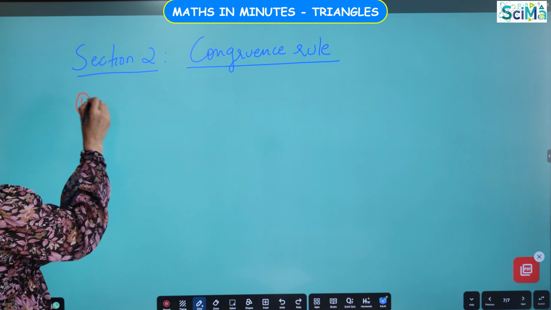If one side is equal to the corresponding side of another triangle, the second side is equal to the corresponding side of the second triangle, and the third side is also equal to the third side of the other triangle, so here AB is equal to PQ, AC is equal to PR and BC is equal to QR. So the triangle ABC is congruent to triangle PQR by the SSS rule. This is the first congruency, where the sides of one triangle are equal to the sides of another triangle.